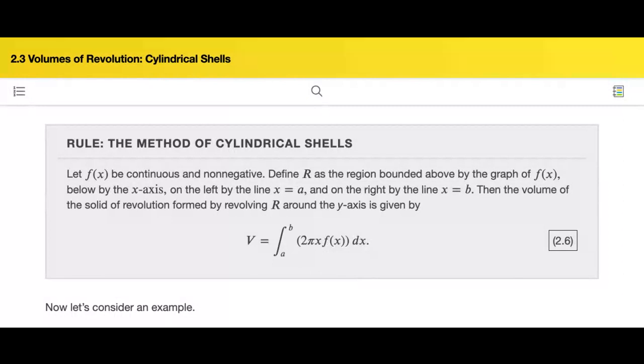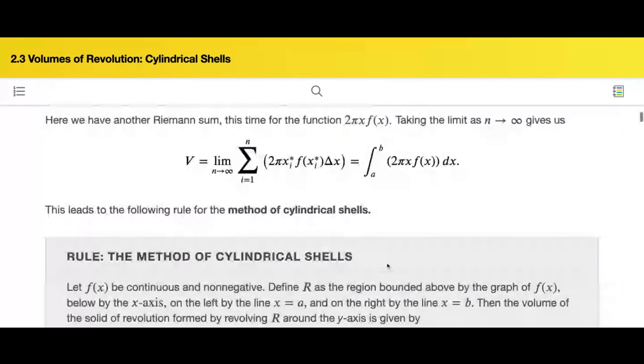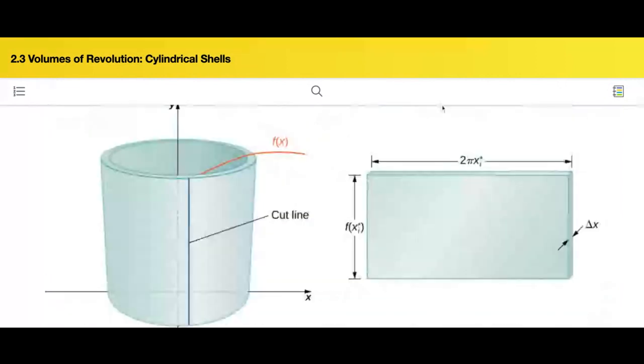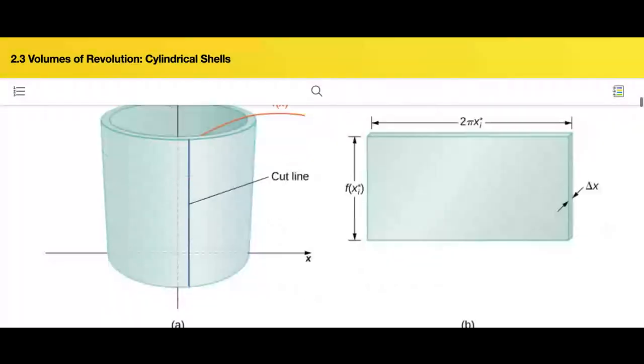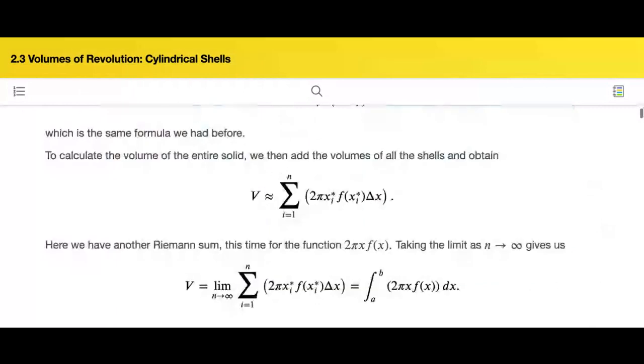Anyone has any questions? Usually people get confused with the shell method, but if you really understand this picture, everything is hidden in this picture. Okay, let's see an example.